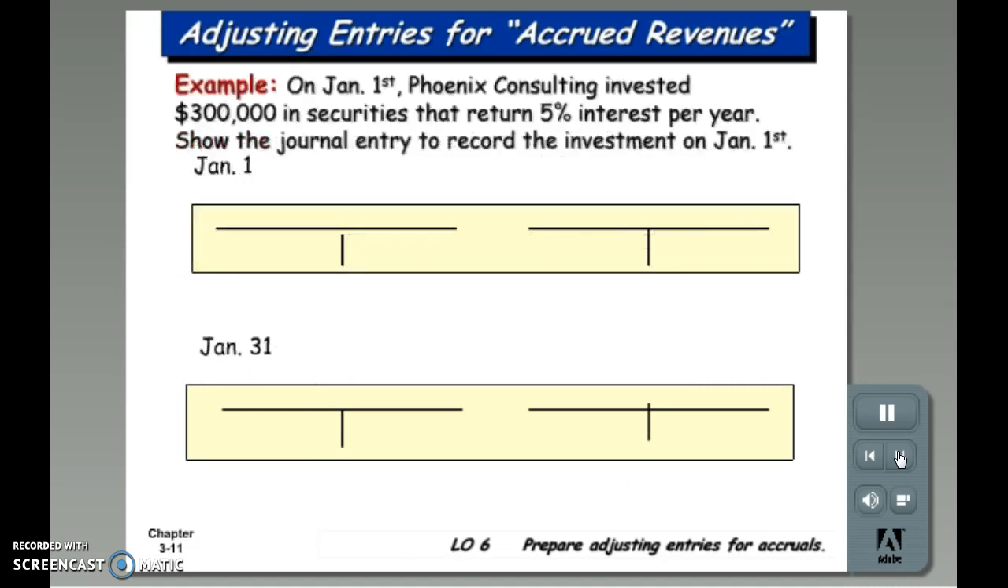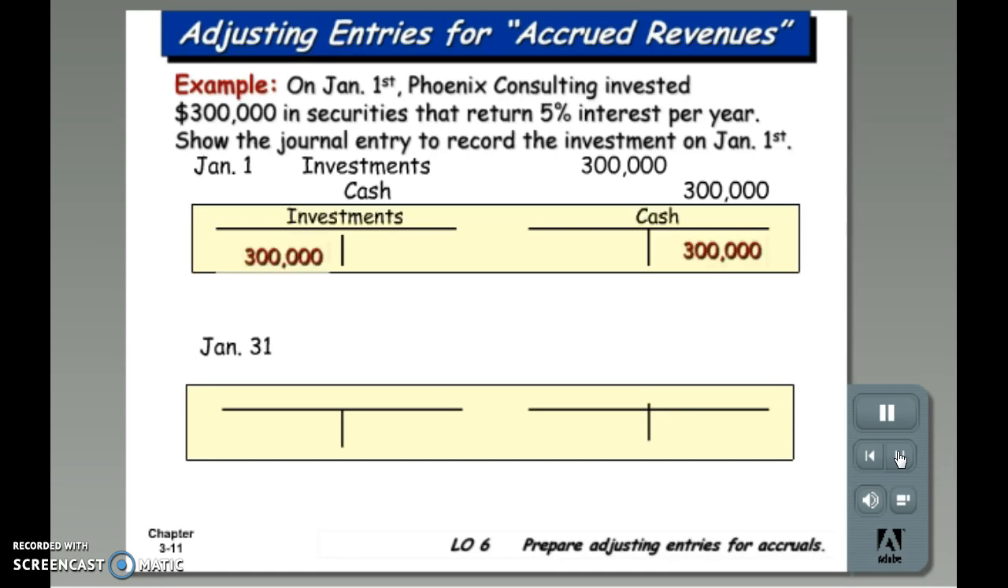On January 1, Phoenix Consulting invested $300,000 in securities that earned 5% interest per year. The journal entry on January 1 is debit or increase the asset account investments and credit or decrease the cash account. The entry is posted to the T accounts.